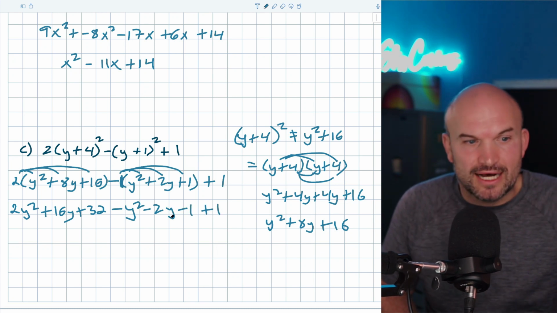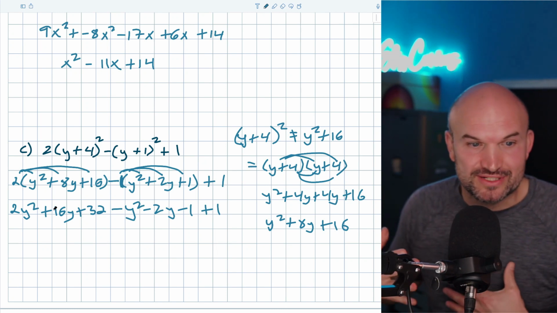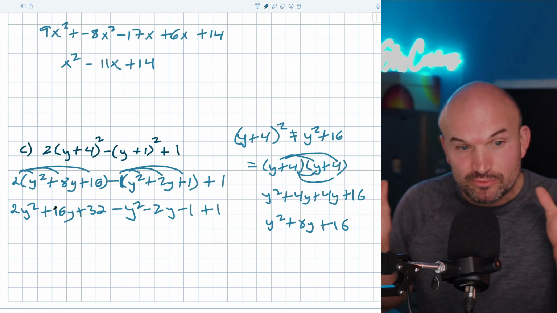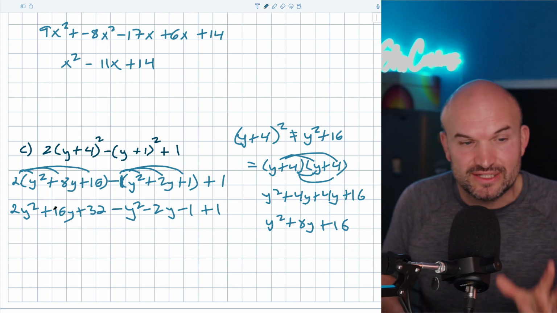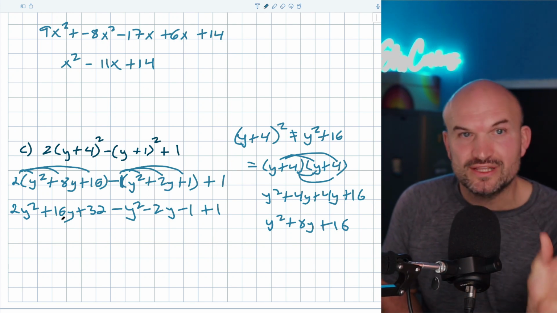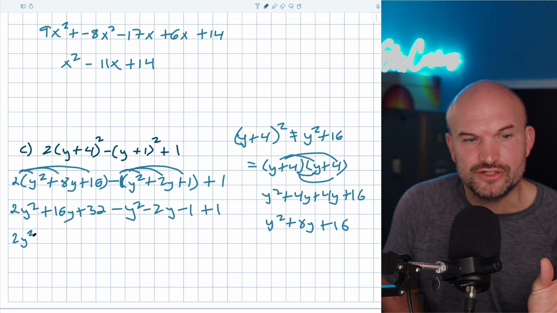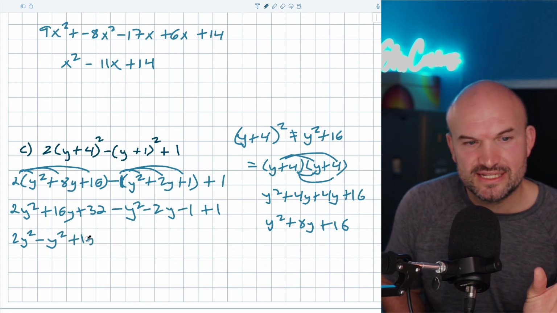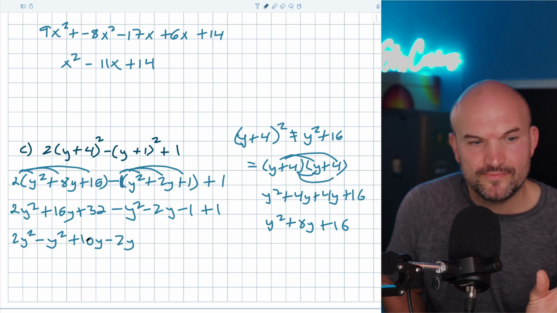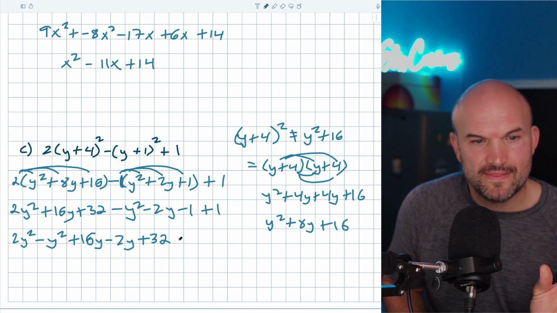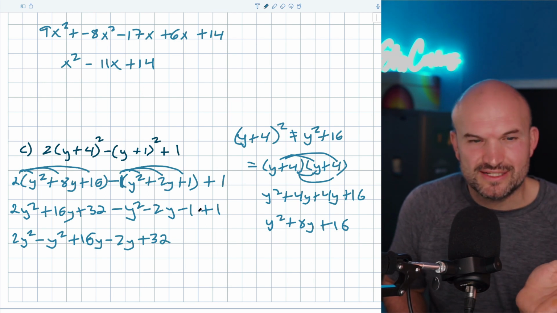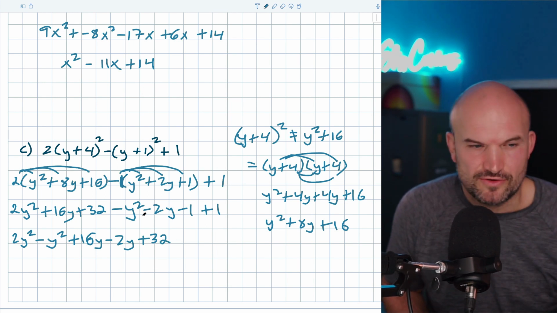Okay, now here what I'm going to do is go back and rewrite things. Now again, to preserve everything, you could rewrite everything with addition, or you can just make sure you have the order the same, right? So just don't mess up the order. So I'm going to do 2y squared subtracting y squared. Then I'll do 16y minus 2y. Then I'll do plus 32. And then negative 1 and positive 1, right? Don't you recognize that those are just going to add to 0? So we'll just leave this as 32.